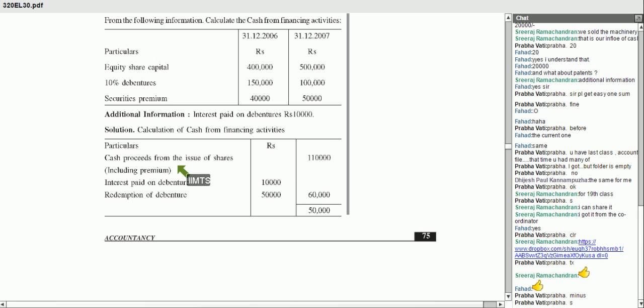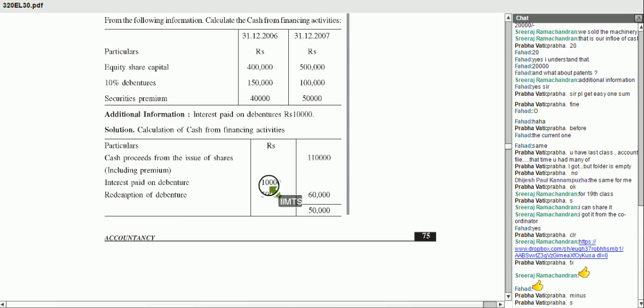Right. Now let's see how to solve it. What all things we will write in particulars. Cash proceeds from the issue of the shares is 1,10,000. Interest paid on debentures is 10,000. Redemption of debenture is 50,000.